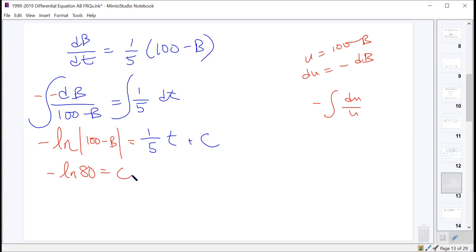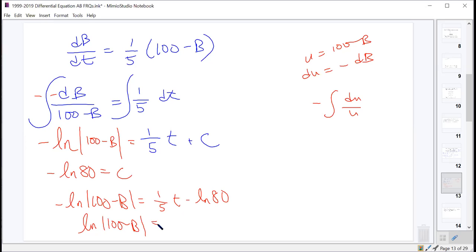Okay, so now we go back in and we solve, right? We have negative natural log absolute value of 100 minus b equals 1/5 t minus the natural log of 80. First thing we'll need to do is multiply by a -1. So we'll end up with natural log absolute value of 100 minus b equals, and this will become positive natural log 80 minus 1/5 t.